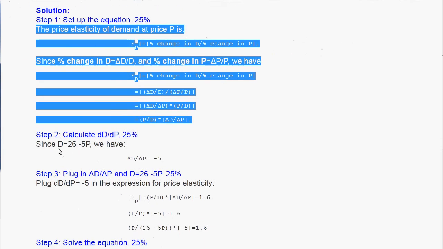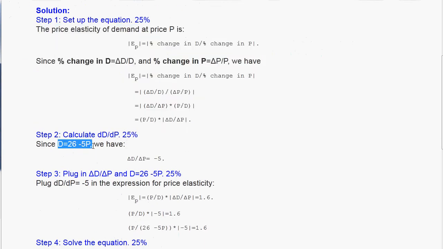Since D is equal to 26 minus 5P, we know that the change in D over the change in P is equal to negative 5. This part is equal to negative 5. Although eventually we put the absolute value operator around it, and it's going to give us 5. But this is indeed negative 5. So we know this part.